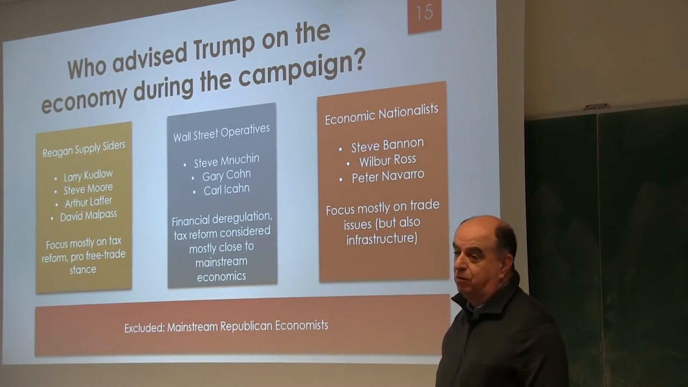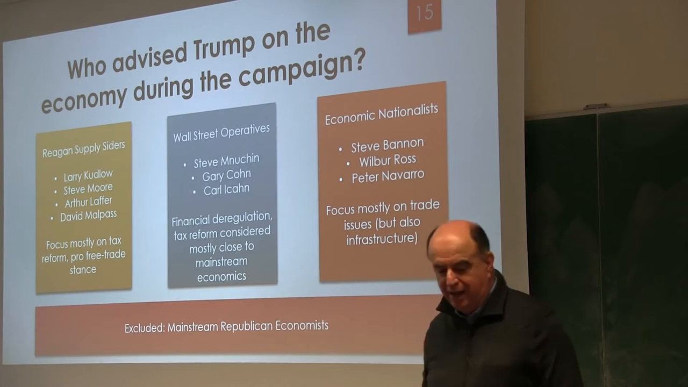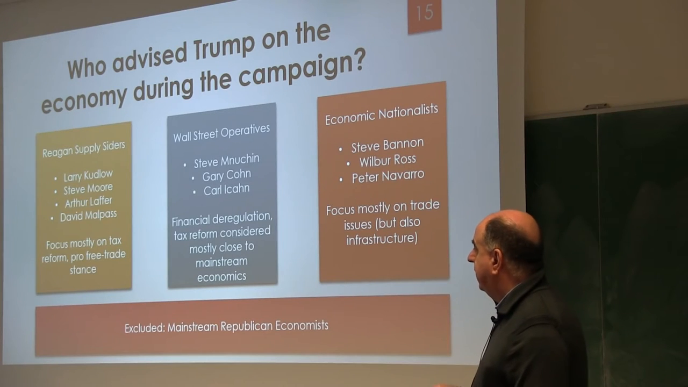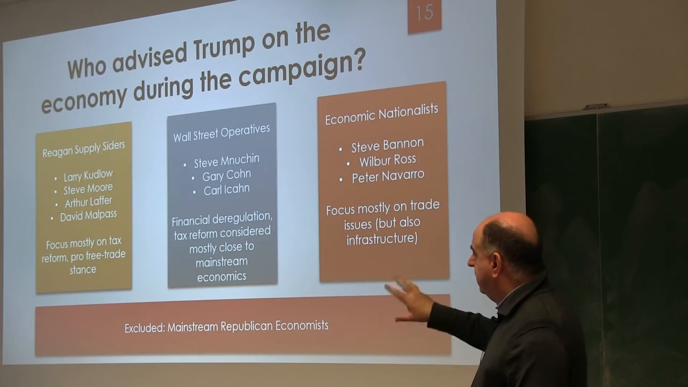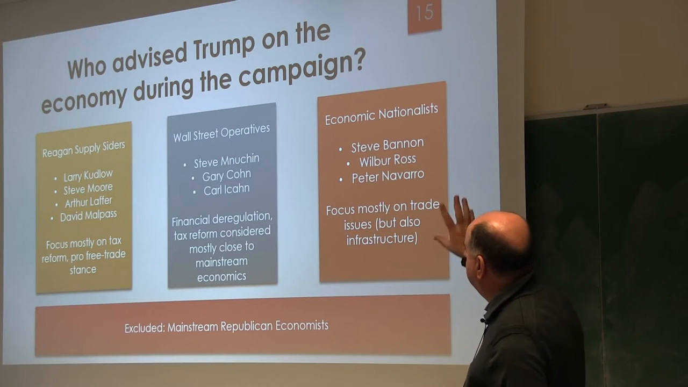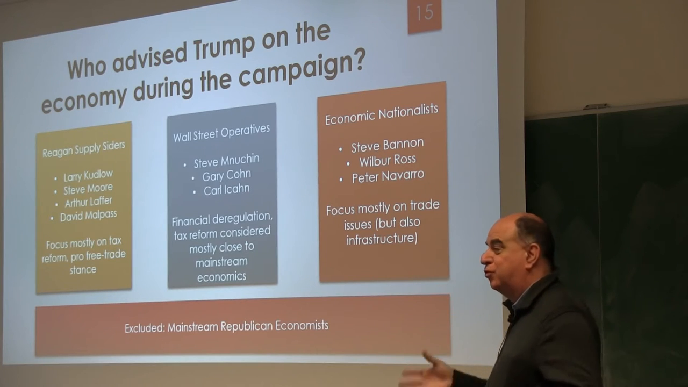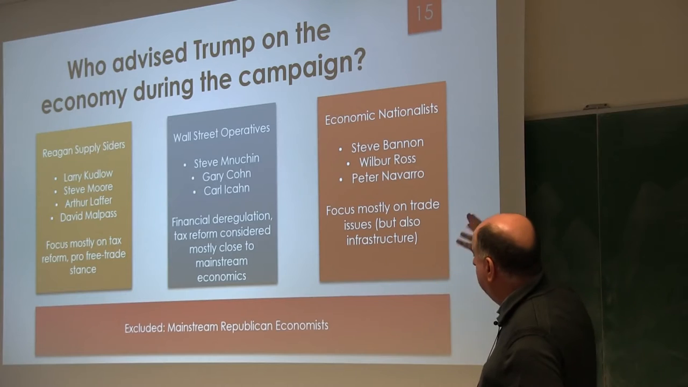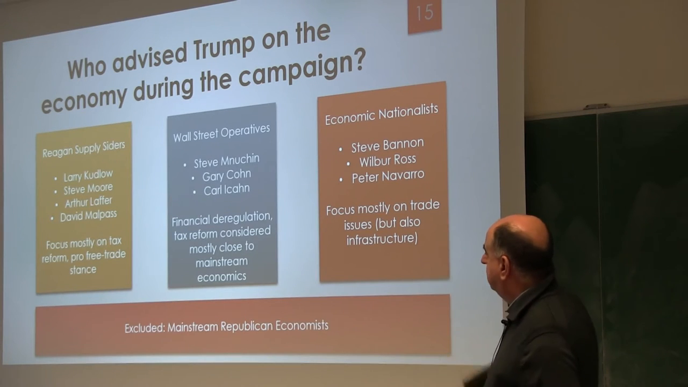But people like Steve Mnuchin, who was also the finance campaign manager for Trump, or Carl Icahn, who is a tycoon on Wall Street, were rather focused on financial deregulation and tax reform. They were also, in a way, considered close to mainstream economics. And then the economic nationalists: Steve Bannon, more generally nationalists, Wilbur Ross, Peter Navarro. Ross and Navarro wrote the trade program for President Trump and also looked at the infrastructure program. So their focus was mostly on trade issues.